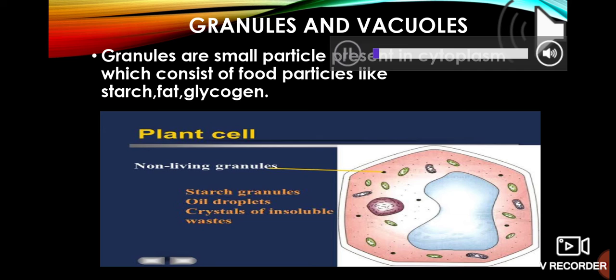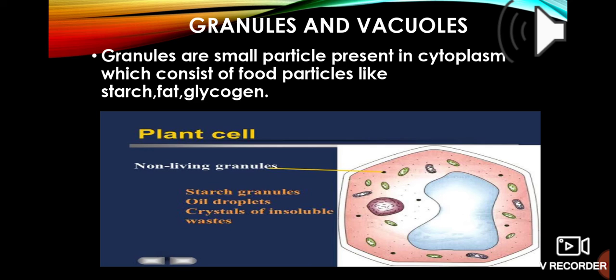While we were discussing the other organelles, many times we came across these two terms, granules and vacuoles. So we will be learning what a granule is and what vacuoles are. A granule is usually a small particle present inside the cytoplasm. That means these are floating in the cytoplasm. As you can see in the picture, these green small structures are granules floating in the cytoplasm. And what is the use of these granules? These granules are like small pockets which store food particles in the form of glycogen, starch, and even fat.